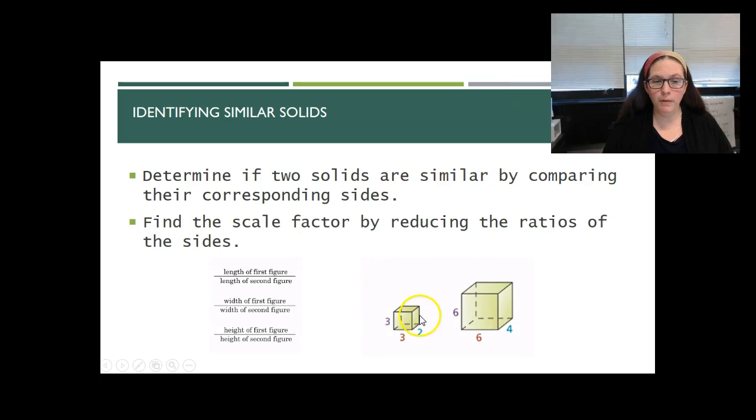Since all 3 of those sides produce the same ratio, that tells us that they are, first off, similar, and second off, it tells us that their scale factor is 1/2.